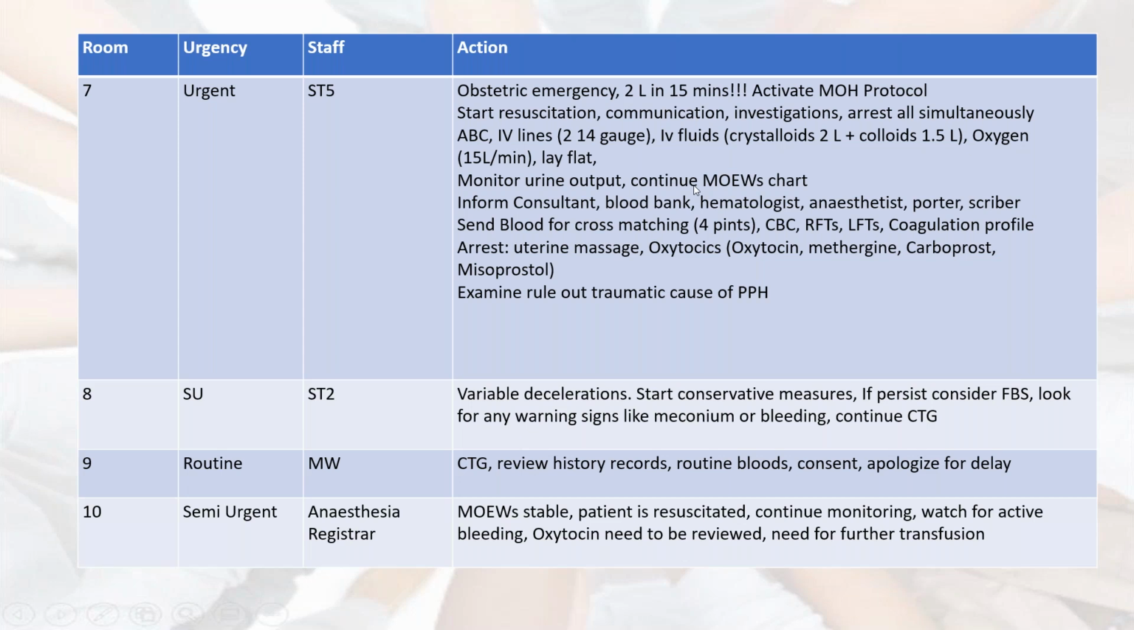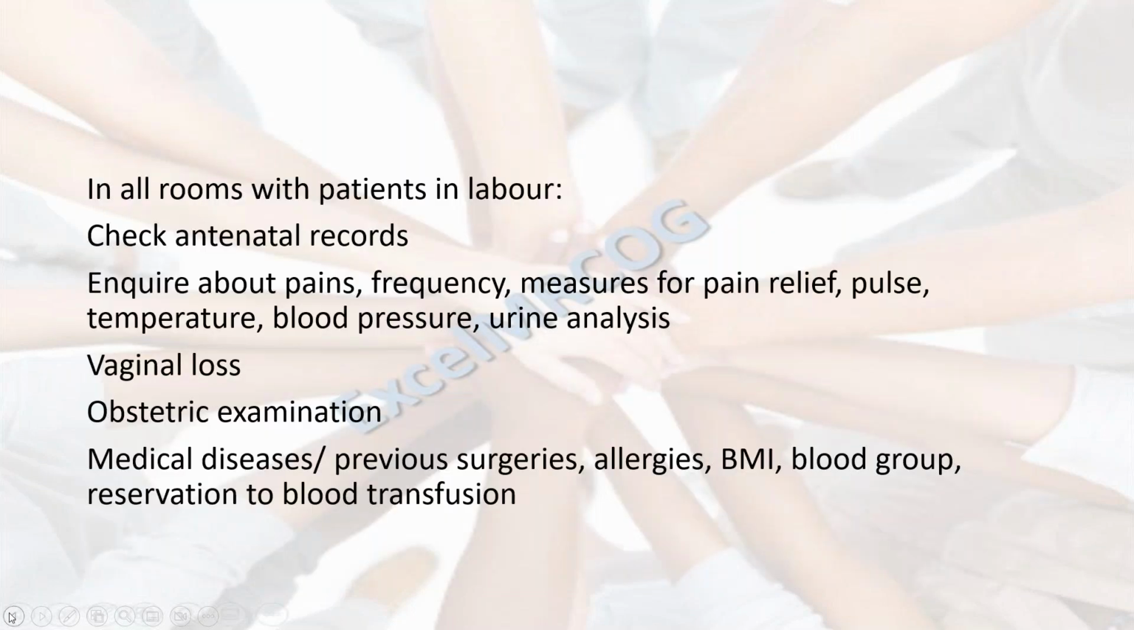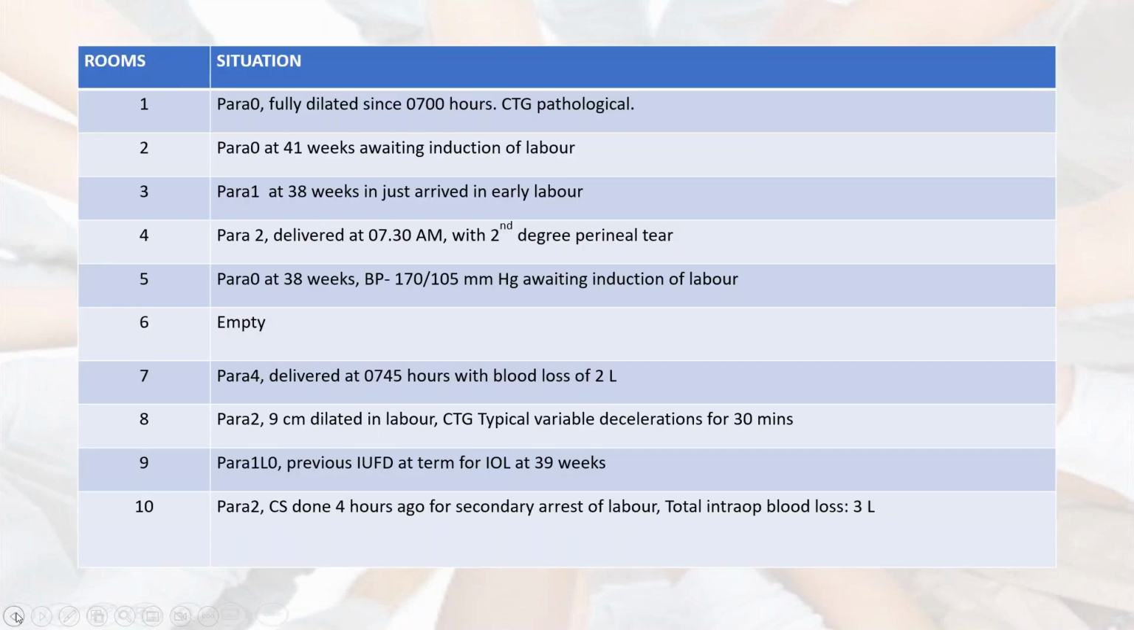So resuscitation: airway, breathing, circulation, IV line, and so on. This is a major hemorrhage and she will be in shock, because it is given that she has lost 2 liters in 15 minutes only. So it's like losing one third of the volume in 15 minutes. That's quite bad. So again, that's the room which you have to go to.